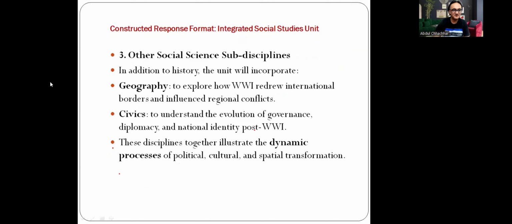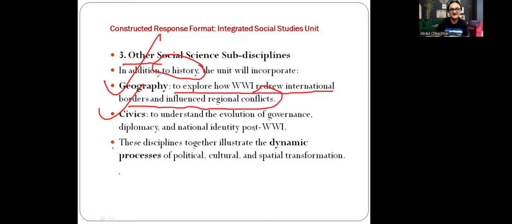Let's see. Number 3, they said integrate with the other social disciplines; I have chosen geography and civics. In geography, my main topic is history, to explore how World War I redrew international borders and influenced regional conflicts. It's reflecting the geography, right? Another subdiscipline is civics, to understand the evolution of governance. Governance, civics is what? Rules, right? Diplomacy, national identity of the people. This is my second. The third part is integration.